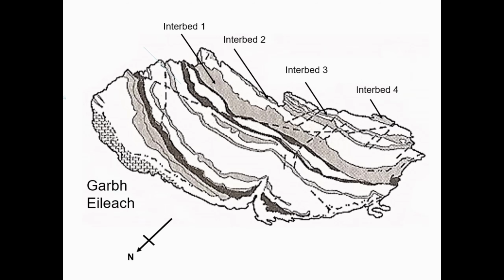This is where they're exposed on the map of Garvellachs. Note that the island's been twisted round, so north is pointing bottom left. So what I'm going to do first of all is to look at interbed 1, which is exposed here on the east coast and also here on the west coast.